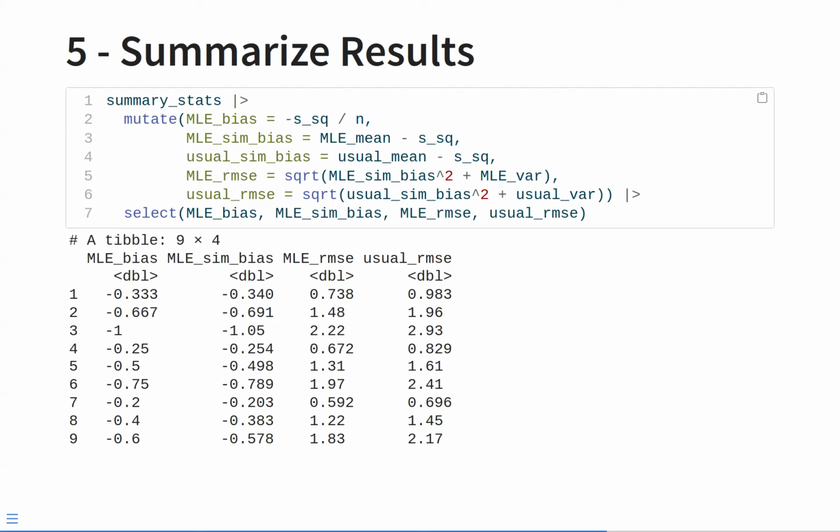So if our simulation is set up correctly, the analytical bias formula in the column MLE_bias should give us a result that is very, very close to MLE sim bias. So again, you might ask, well, why are we doing this exercise? We already know the answer. And the point is, I want to show you that the simulation actually is working as expected.